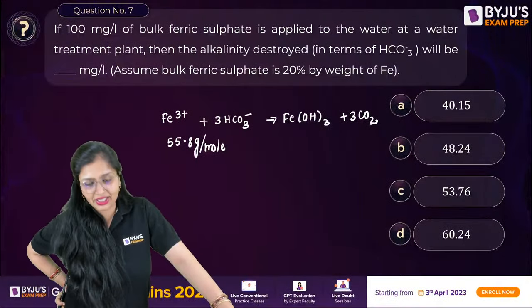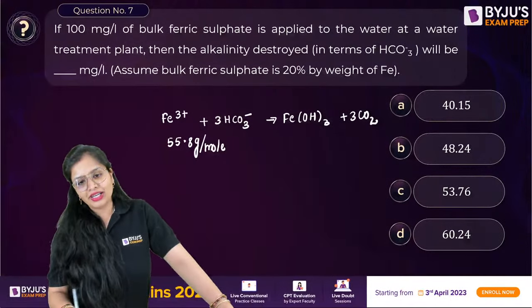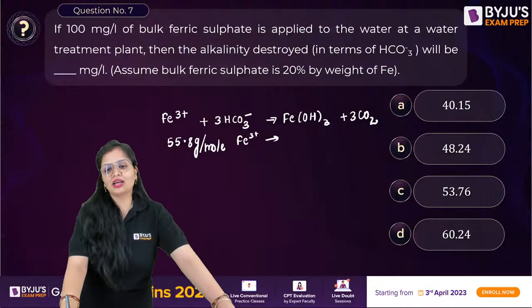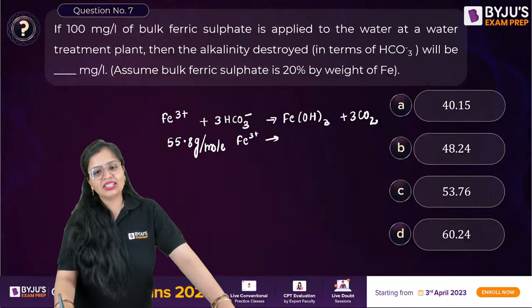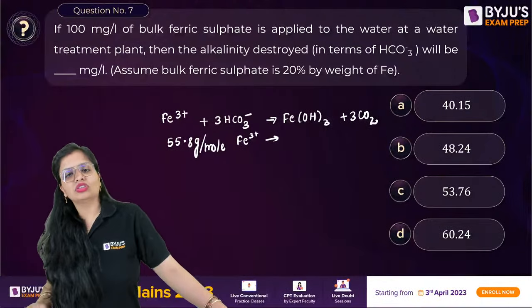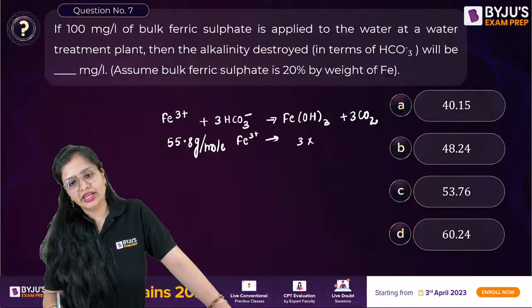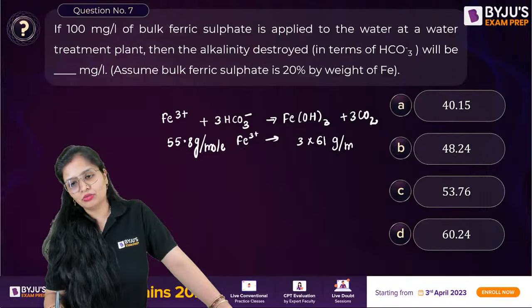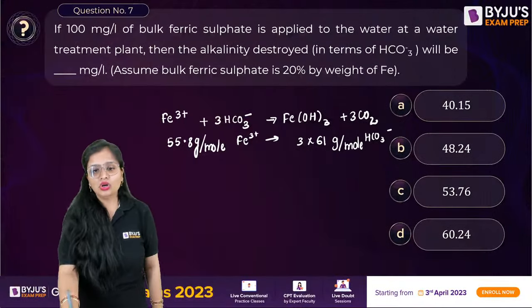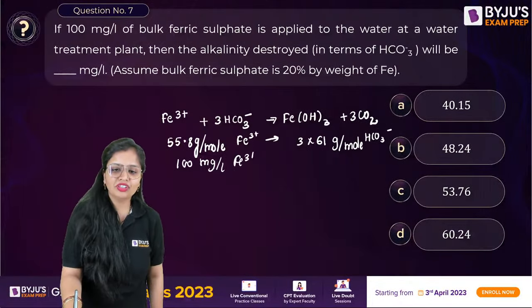Krishna, Mudasir, Nagesh, have you solved it, or am I the one who has to solve it? So 55.8 gram per mole of Fe3 plus requires how many grams of bicarbonate alkalinity? Now I think you remember HCO3 minus is how much? 61, right? Hydrogen 1, carbon 12, oxygen 16. So 3 into 61 gram per mole of HCO3 minus. Correct? So 100 mg per liter will require how much Fe3 plus?